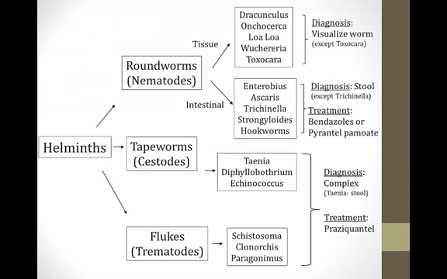So going back to our summary slide, I'm going to start by going through the intestinal helminth infections. So these are infections like Enterobius, Ascaris, Trichinella, Strongyloides, and finally the hookworms. And all of these are roundworm infections that affect the GI tract.